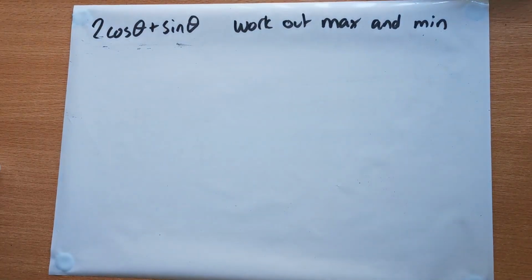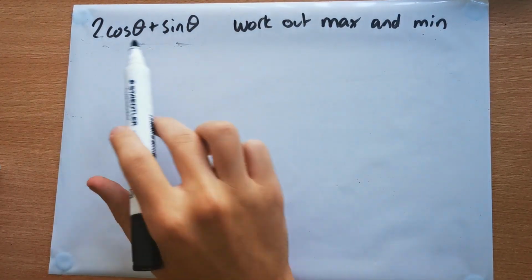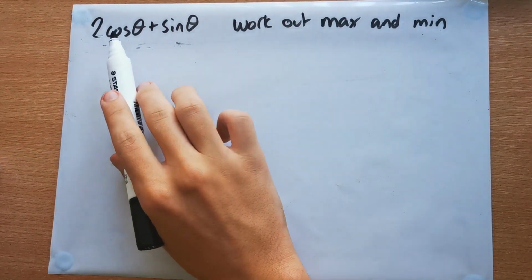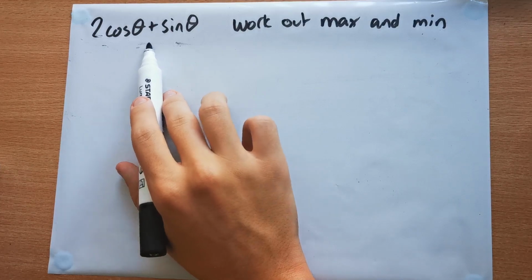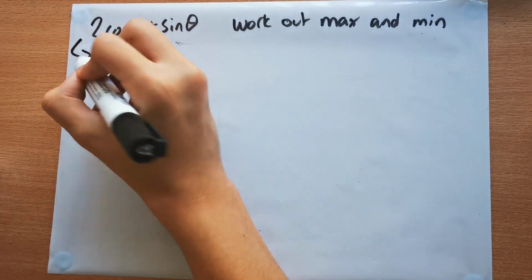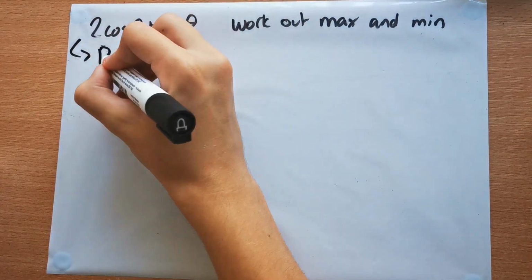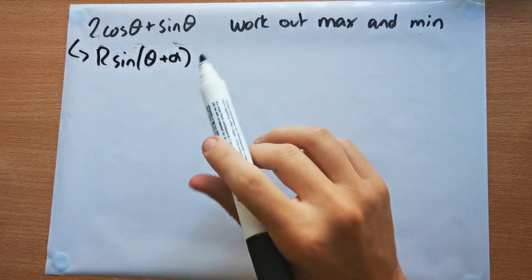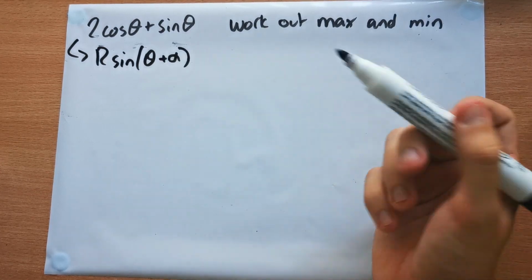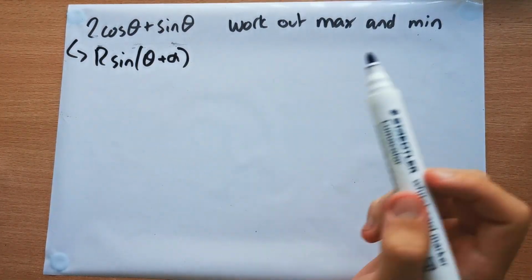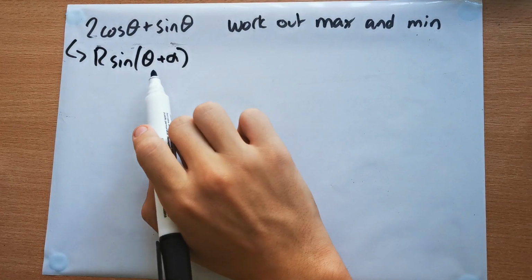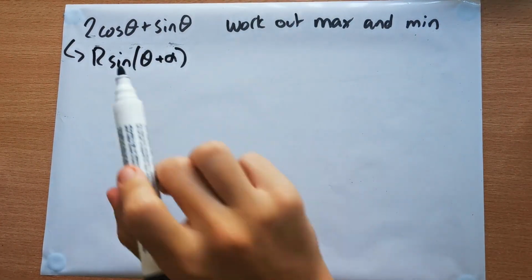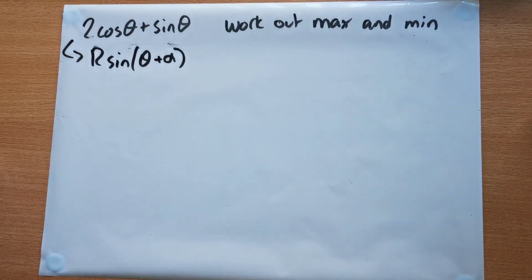Okay, so for the last question, it says 2 cos theta plus sine theta, work out max and min. Nothing else, but you can see that it's in the form a cos theta plus b sine theta, so we can rewrite this as either r sine theta plus alpha or r cos theta minus alpha, but I like to use sine because you don't have to worry about changing this to minus depending on whether that's a plus or minus. It gets a bit confusing with cos. If you get to choose, sine is always the easier one to go for, I think, unless you really like cos.